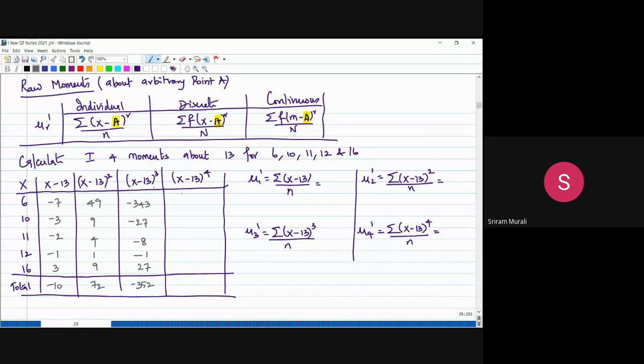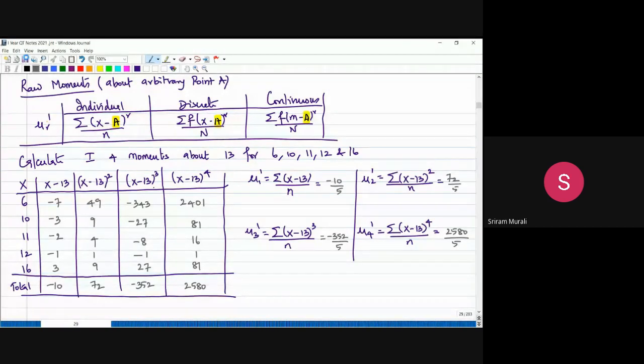X minus 13 the whole power 4, it is 2401. I mean, you should take power 4 of this: 81, 16, 1 and 81. Add this, you will get 2580. Substitute here, minus 10 by 5, plus 72 by 5. It is minus 352 by 5, whereas it is 2580 divided by 5.